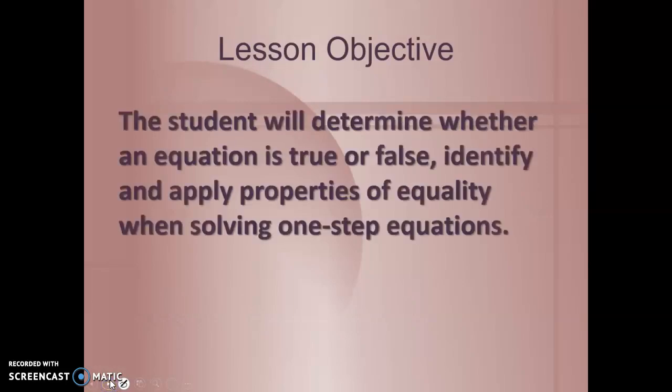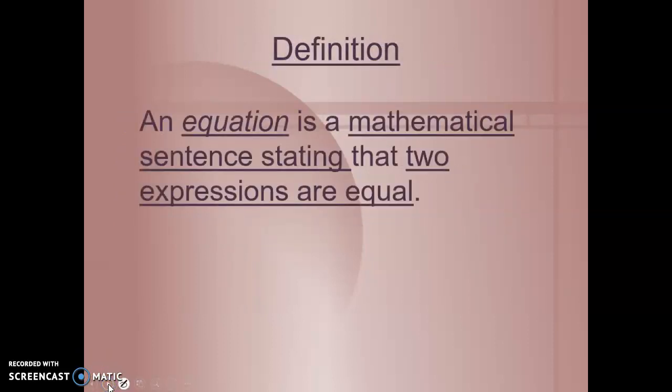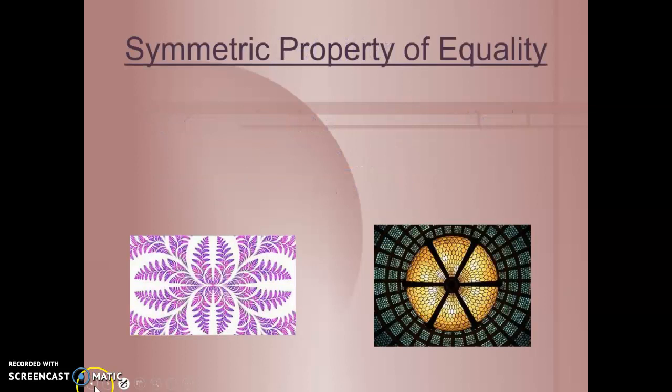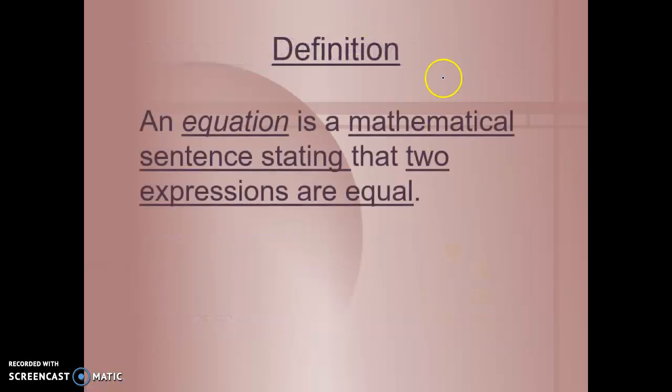Our lesson objective for today is this. You, the student, will determine whether an equation is true or false. Identify and apply properties of equality when solving one-step equations. An equation, first of all, is a mathematical sentence stating that two expressions are equal. You've been dealing with equations for a long time, all the way back to elementary school, where you had this, 1 plus 1 equals 2. And you learned that that was a true equation, that 1 plus 1 does equal 2. And as you got older, you maybe got some more complicated equations, like 10 minus 5 equals 5.